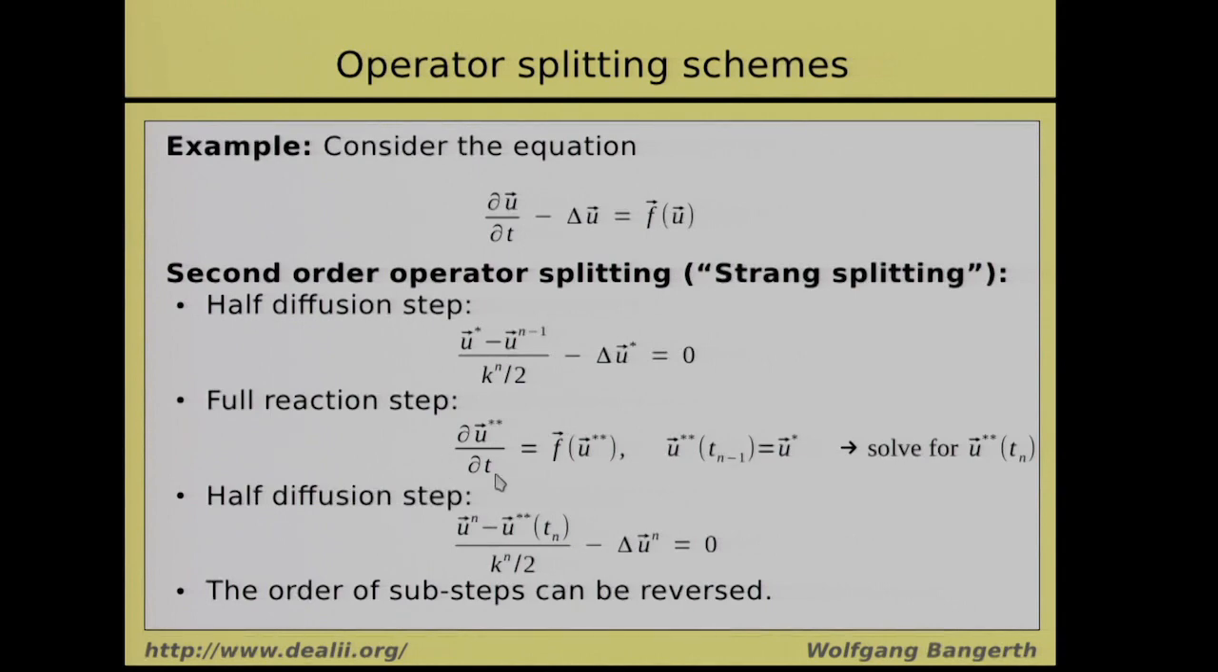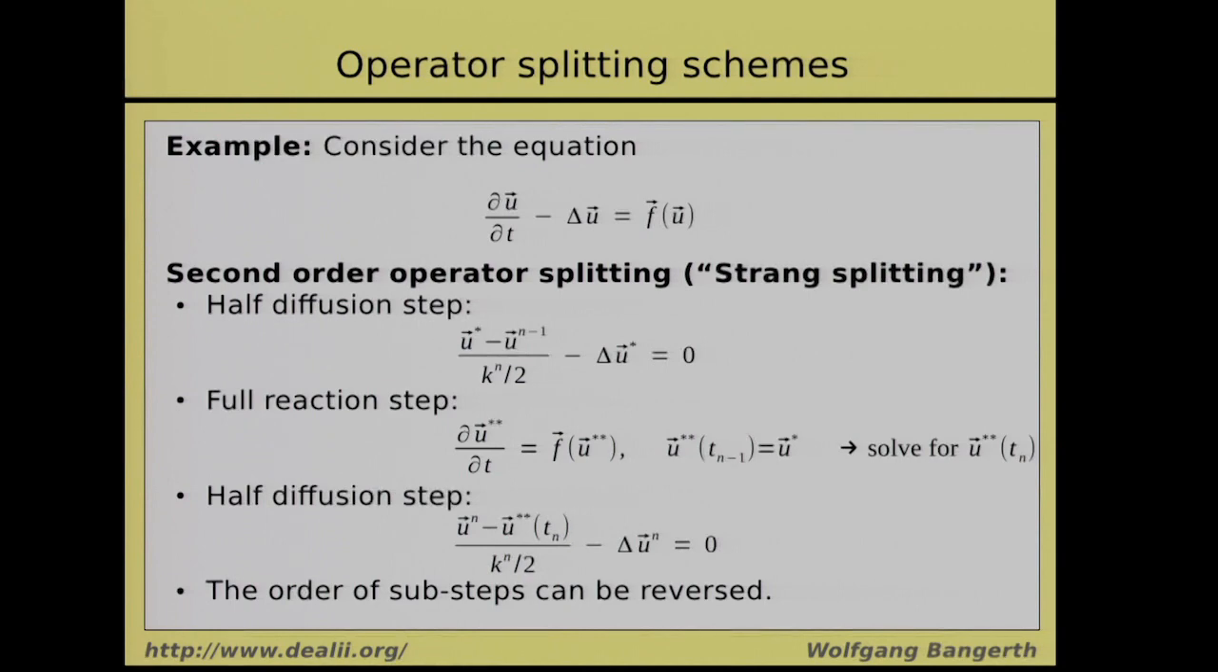Okay, that's exactly the same as before. So I'm going to get a u star out of the diffusion step. That's going to be my starting values for the reactions. Then I'm going to integrate this up to t_n, and that's going to be my u star star. And then my u star star is going to be the starting point for another half diffusion step of length k_n over 2. That's what we call the Strang splitting. So half step, full step, half step.